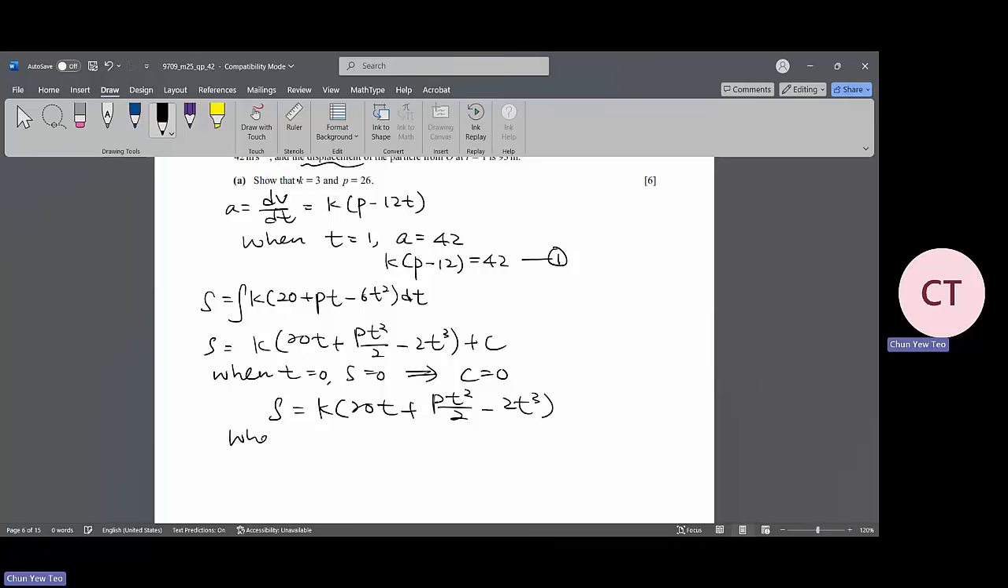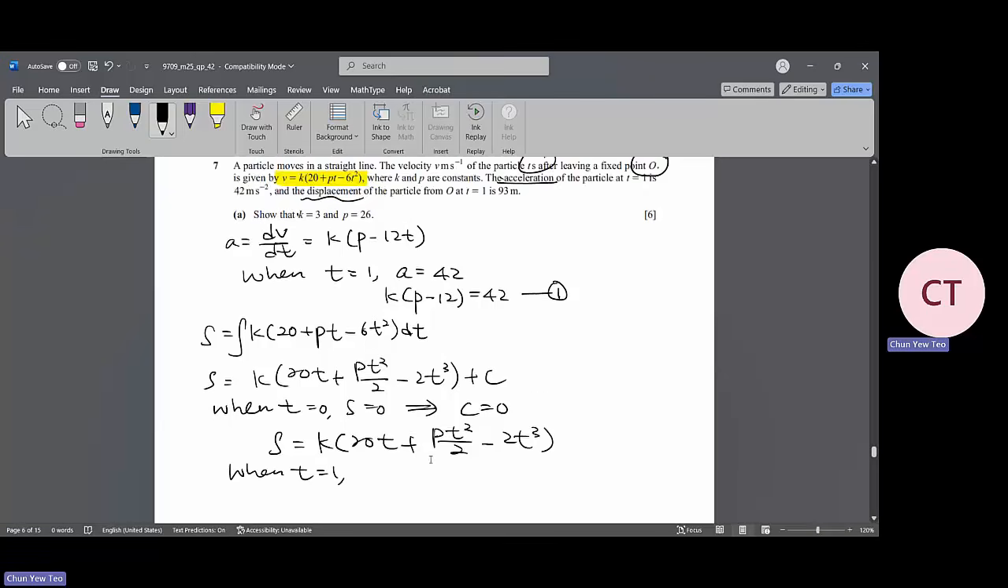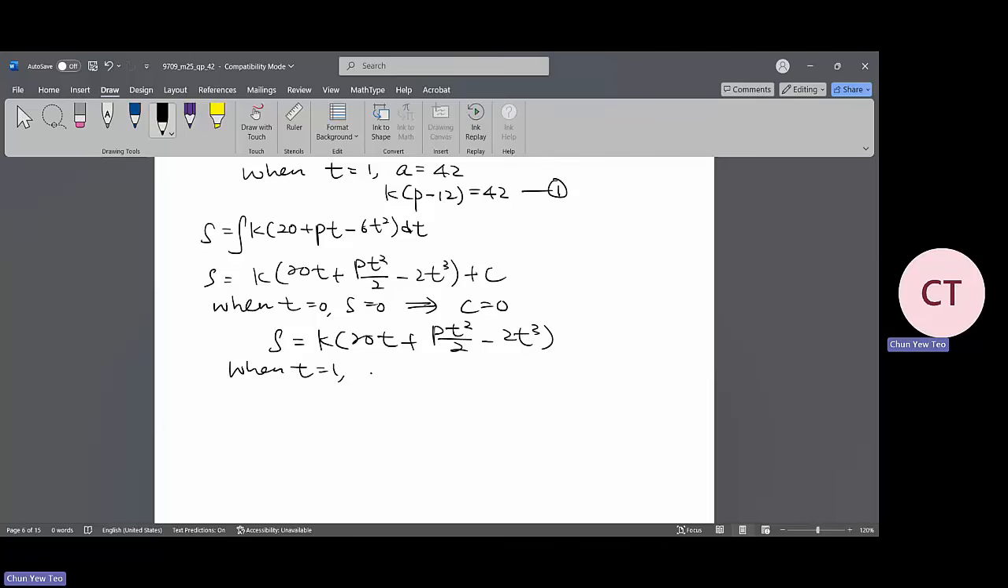Then when t is equal to 1, your displacement is 93. Right? s is equal to 93. So your 93 is equal to k of 20 plus p over 2 minus 2. You get this as 18, 36 plus p over 2.